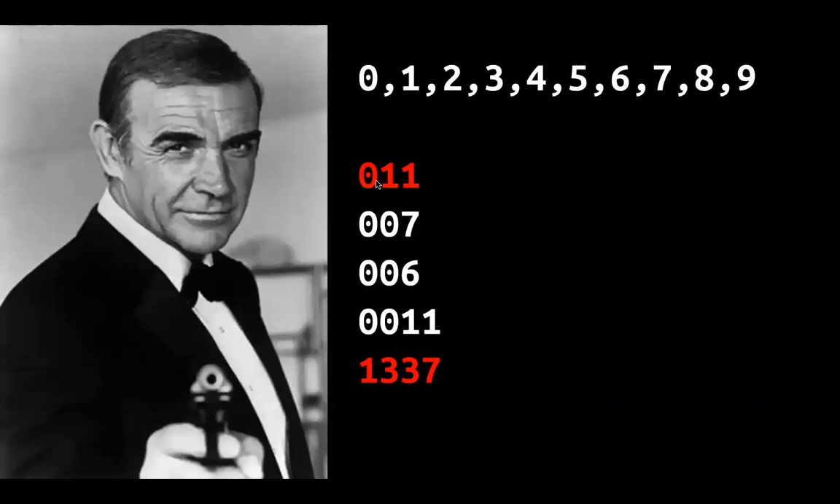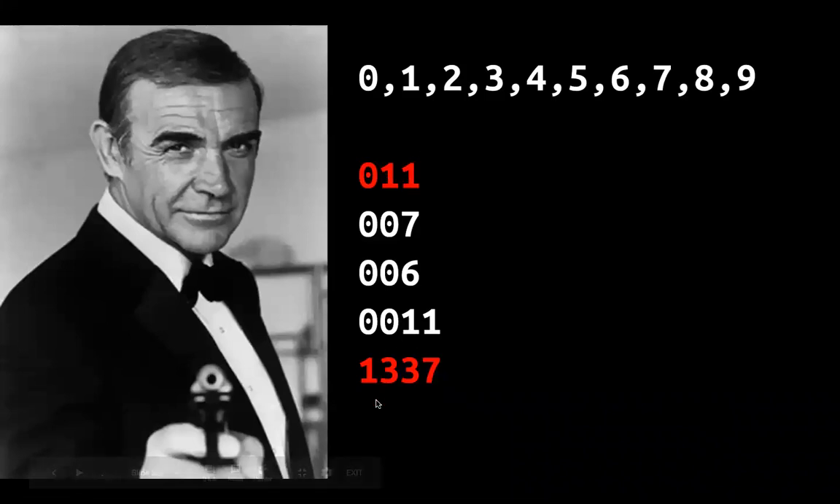So all of these 5 strings are different permutations of things in our alphabet, where our alphabet is 0 through 9, but only the white ones are valid in our language, our language of spies that can kill you.